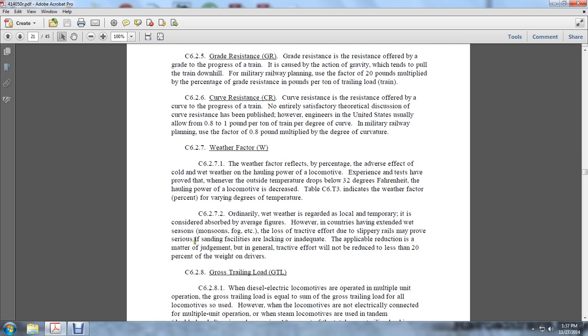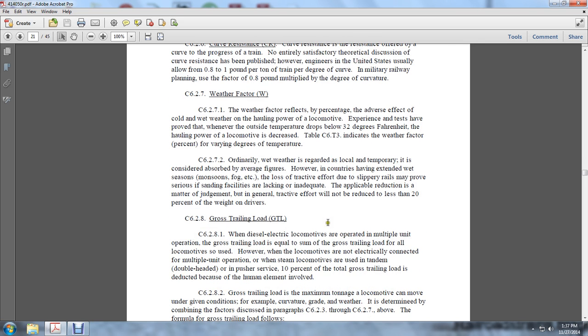The gross train loading: whether diesel electric locomotives are operated in multiple unit, the gross training load is equal to the sum of the gross training load for all locomotives used. This applies whenever the locomotives are electrically connected in multiple unit train operation. When steam locomotives are used in tandem, double-headed, or in push services, 10% of the total gross training load is deductible because of the human element involved.